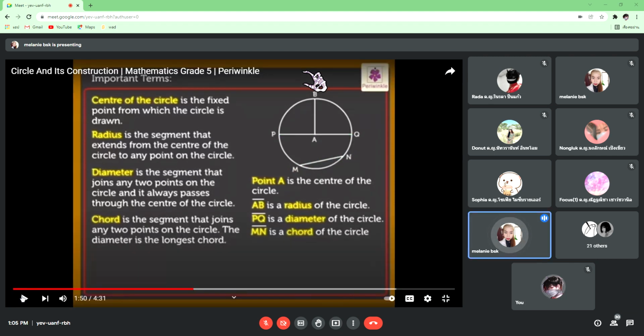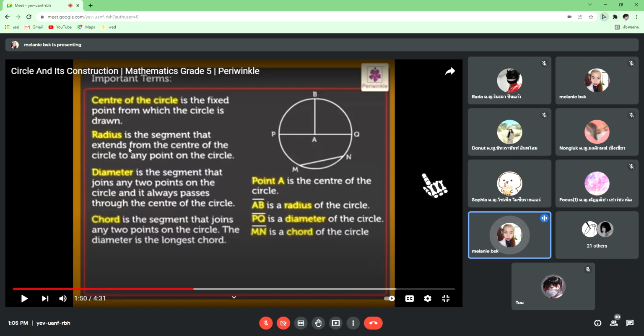Okay, so we have parts of a circle. We have the center of the circle. It's only a point. So we have the center, it's in here. Point A is the center of the circle. It is the fixed point from which the circle is drawn. At the center, point A only. Point A is the center of the circle.